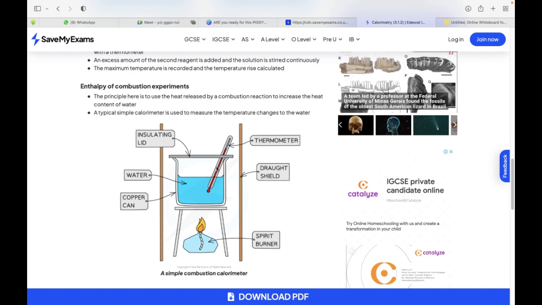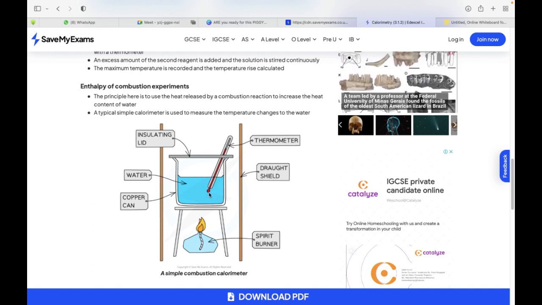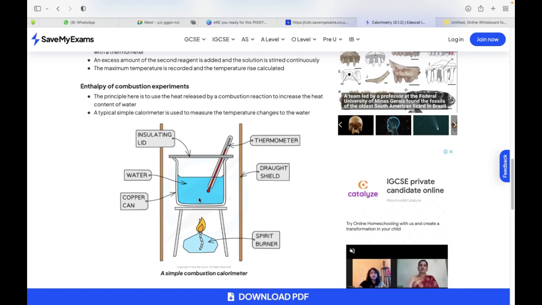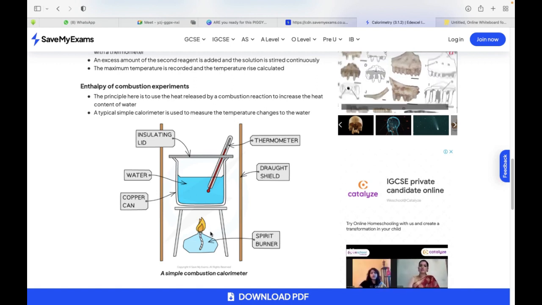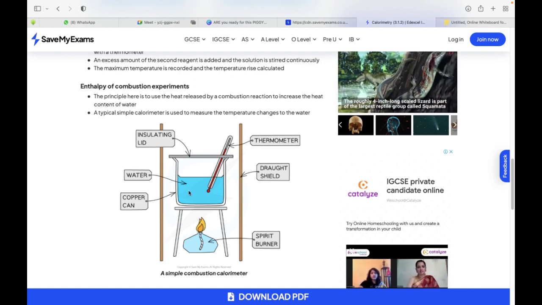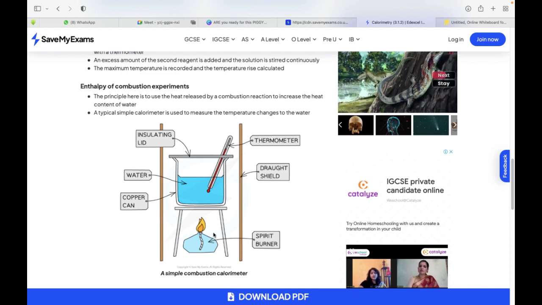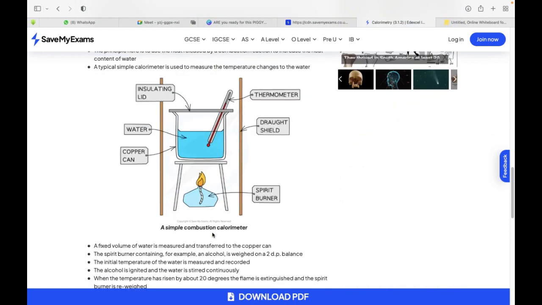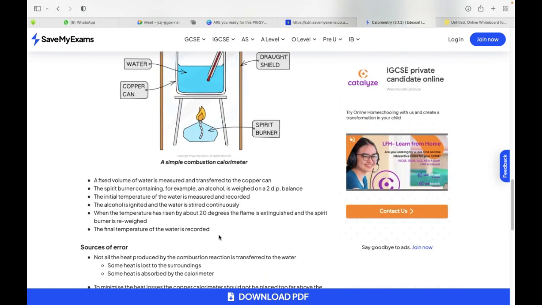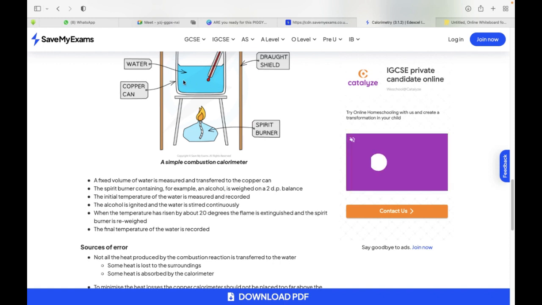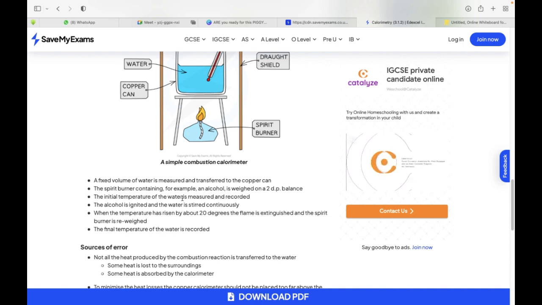So we can now measure the temperature. We measure first the initial temperature, and then we measure the final temperature after you supply the heat from this spirit burner. Is that okay? And here is your water that you heat, and you're finding the temperature changes. Okay, so a typical one is the one we've just seen. Now, a fixed volume of water must be measured and poured here. You must know the volume of water that you're adding. It's very important, it's very necessary. So you must measure a specific volume of water and pour it in the copper can.